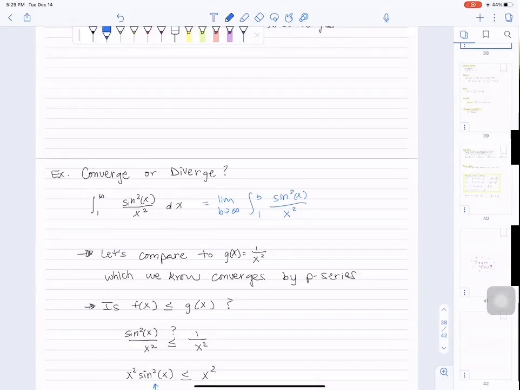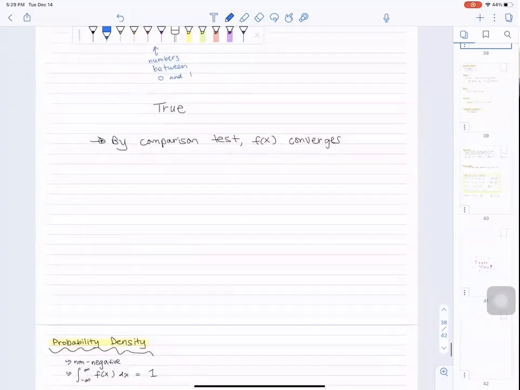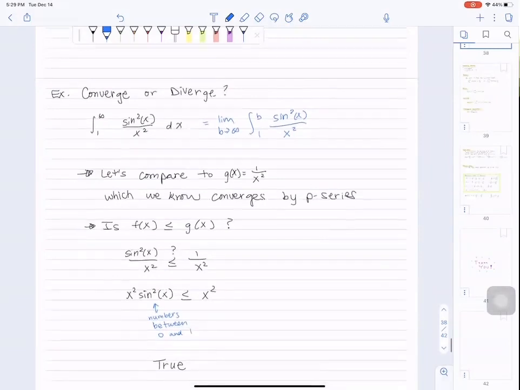I did see, wait, let me see if I can find that example. This was a really good example actually. Aha, yeah, okay, let me do this example and I'll answer your question.